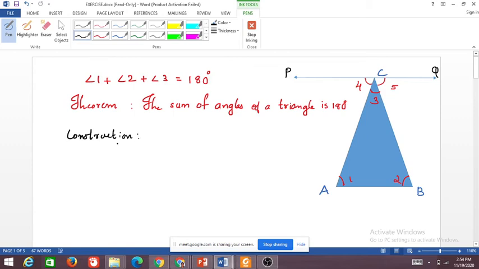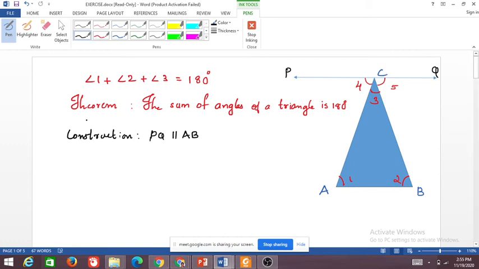Okay, Harika, that's correct. Excellent. So I'll go through it step by step. First we constructed a line PQ, in such a way that it is parallel to the side AB. Now PQ and AB are parallel, so we are getting so many angles. Now we can apply the theorems for parallel lines and a transversal.